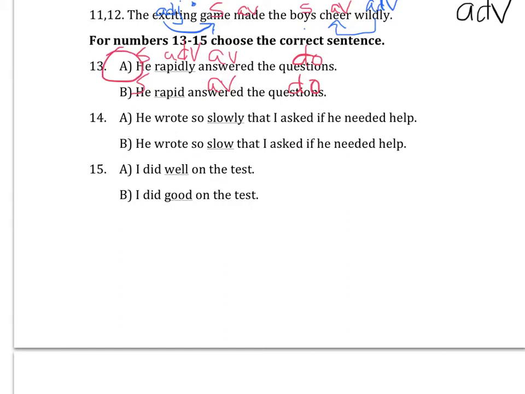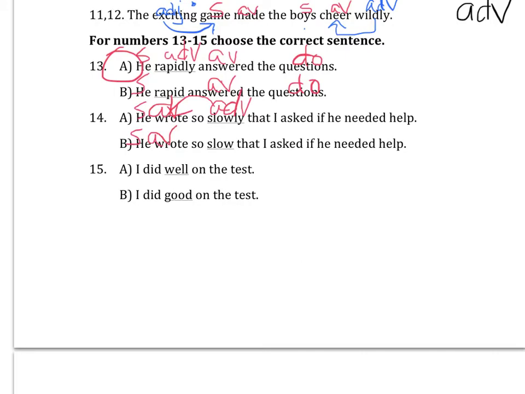In number 14, whether it's slowly or slow, subject is he, action verb is wrote. How did he write? Slowly. He slowly wrote. Slowly is correct because it's an adverb, and we're looking for an adverb here to describe how he wrote. He slow wrote? No, slow is not an adverb. It can't describe the verb wrote. Slow is an adjective. The boy was slow. That would make more sense, an adjective describing the boy.